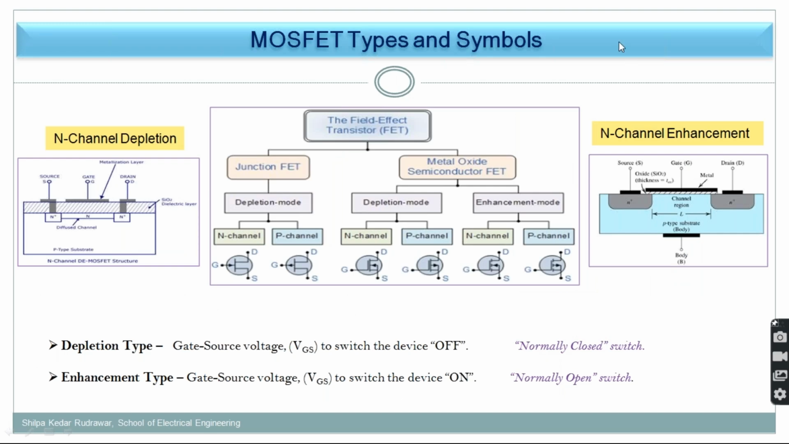Now, as I told you, what is the difference between the depletion type MOSFET and the enhancement type MOSFET? The depletion type MOSFET is also called a normally on switch. This is a normally off switch. Now, here the channel is already formed. Means there is a channel.